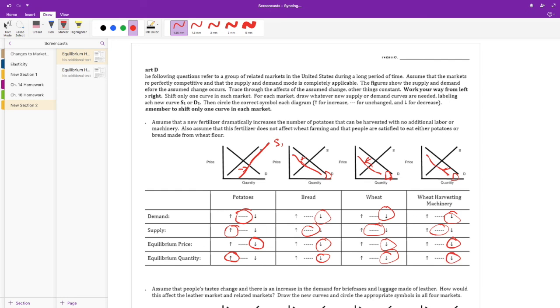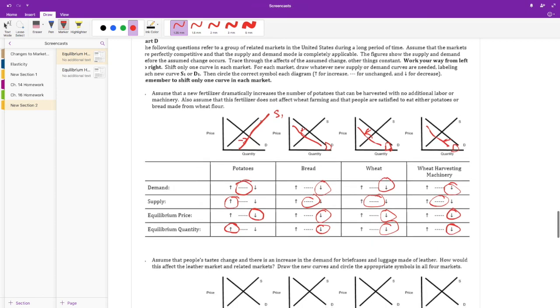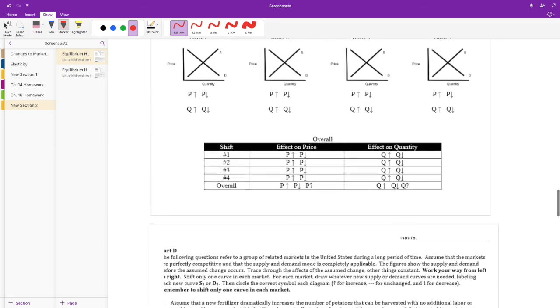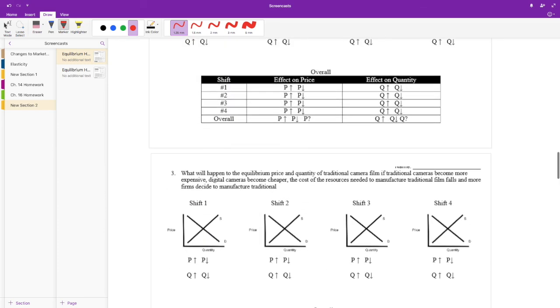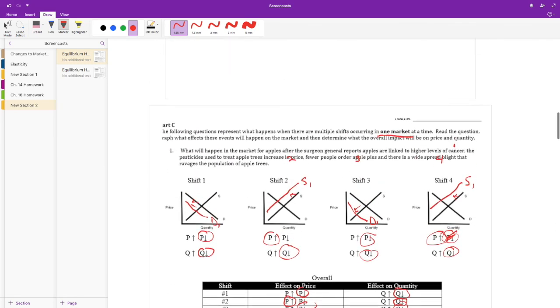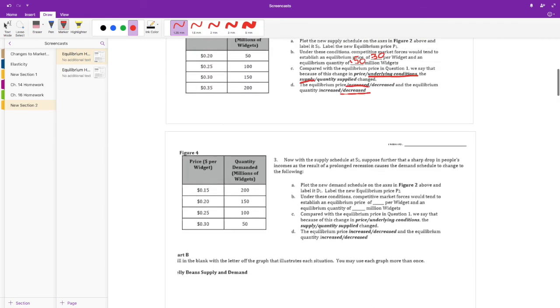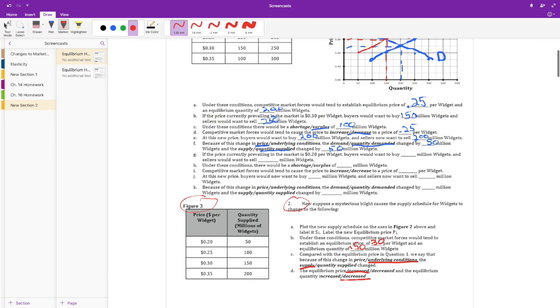So this set of problems is different from part C in that we're not looking at how a bunch of changes affect one market. We're looking at how one change affects the next market, and affects the next market, and affects the next market. So this is just a simple little walkthrough of the Chapter 4 equilibrium homework problems. We'll go through some of these problems in class, but hopefully this gets you off to a good start.